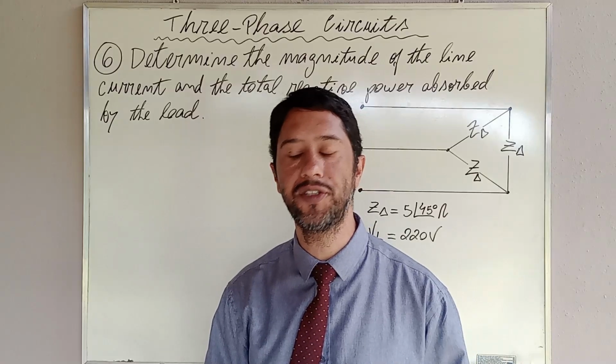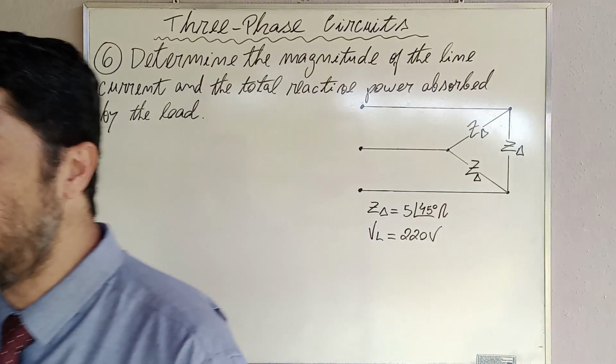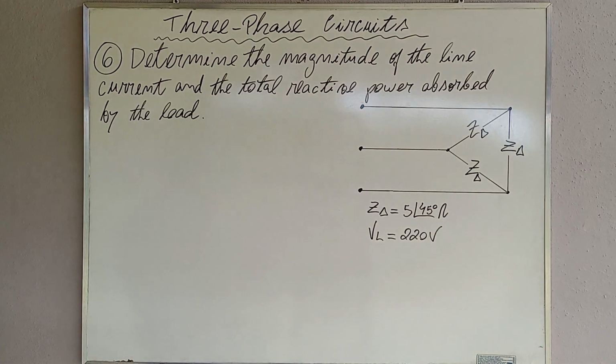Exercise number 6. A balanced three-phase delta connected load consists of 3 identical impedances of 5∠45° ohms and is supplied by a line voltage of 220 volts. Determine the magnitude of the line current and the total reactive power absorbed by the load. This is the question. Let's go to the solution.